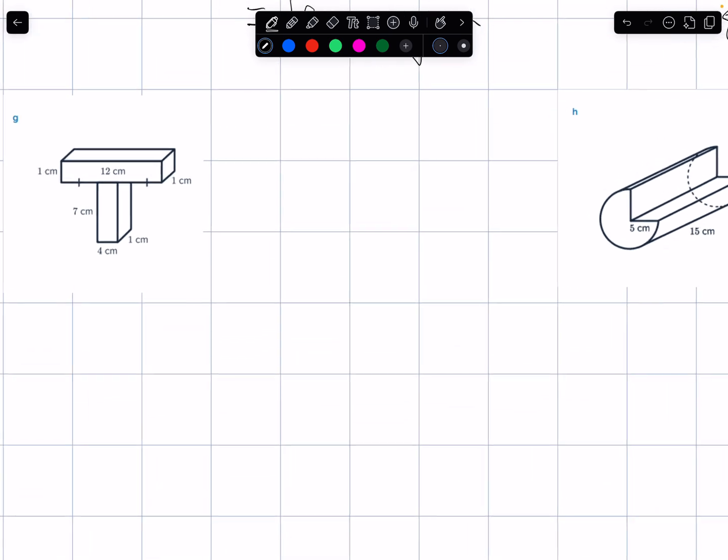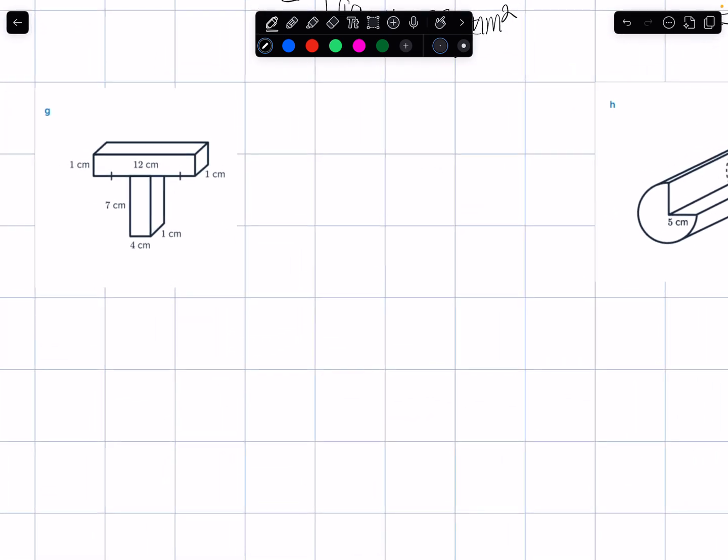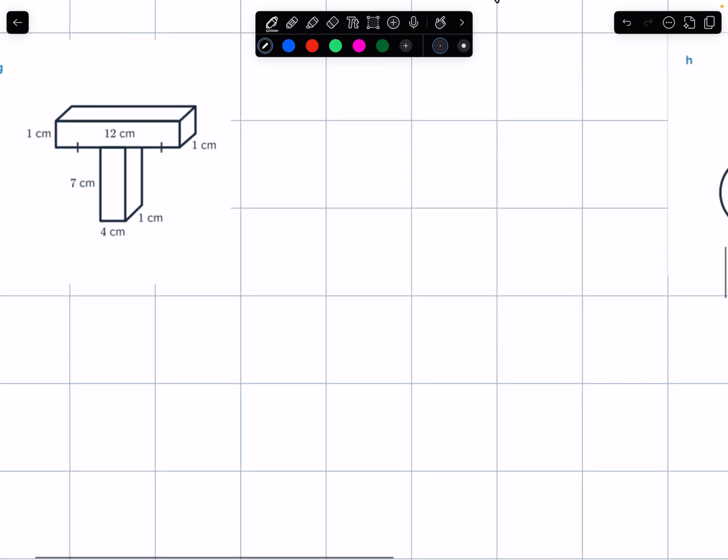We have question G. We have a cool looking T shape. Now, again, I'm going to approach this front, back, left, right, up, down, because I can already see my front and back are the same. I know that my left and my right are the same. And I know that my top and my bottom are the same. Now, that might still be a little bit confusing.